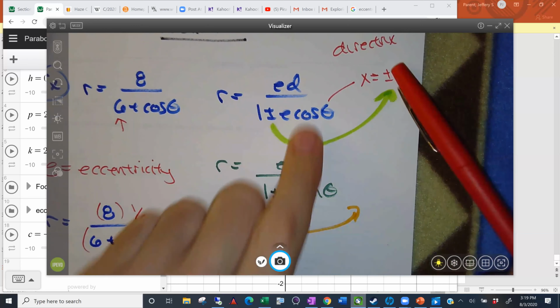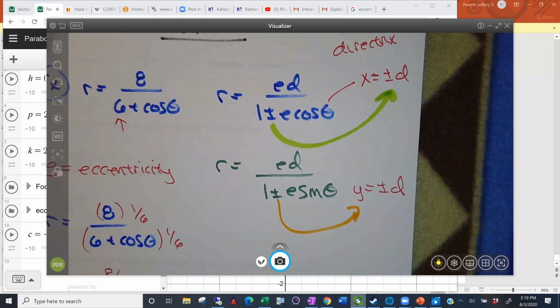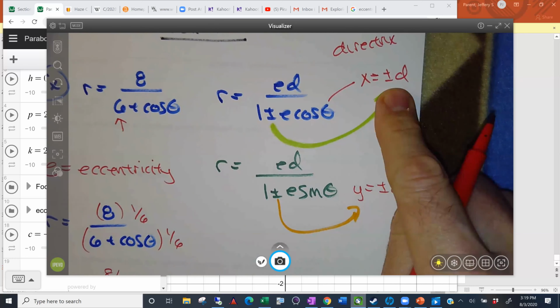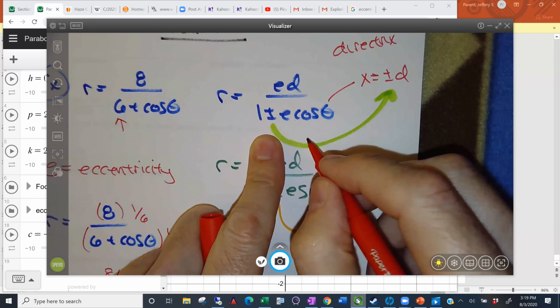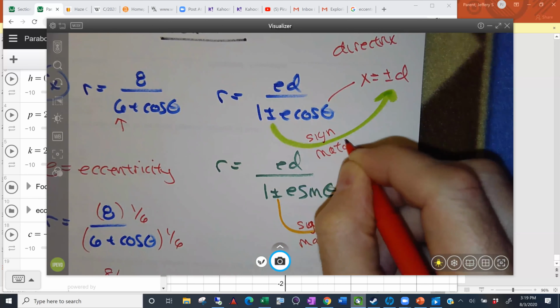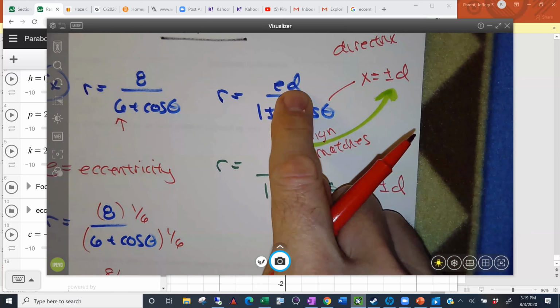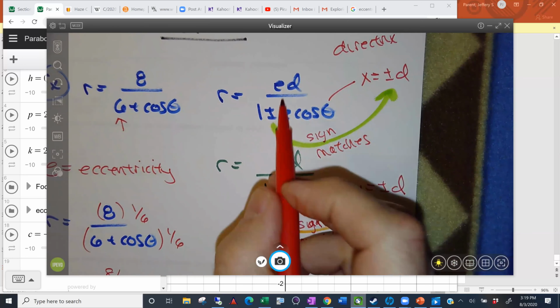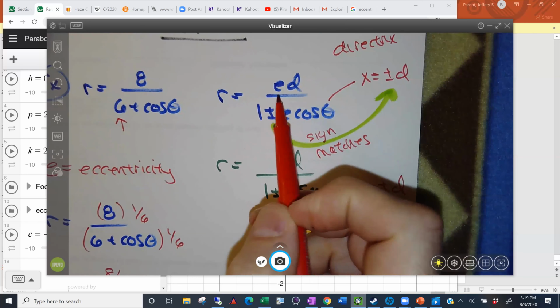Cosine goes with your x coordinate. Sine goes with your y coordinate. So this is going to be y equals plus or minus d. So you're going to have a horizontal directrix as opposed to a vertical directrix. And again, the sign down here will match, S-I-G-N, not S-I-N-E. Sine matches. So what we've got to figure out is, okay, well, what's D? Because what we've got right now in the numerator is really E times D. So we need to peel off the E to figure out what D is.